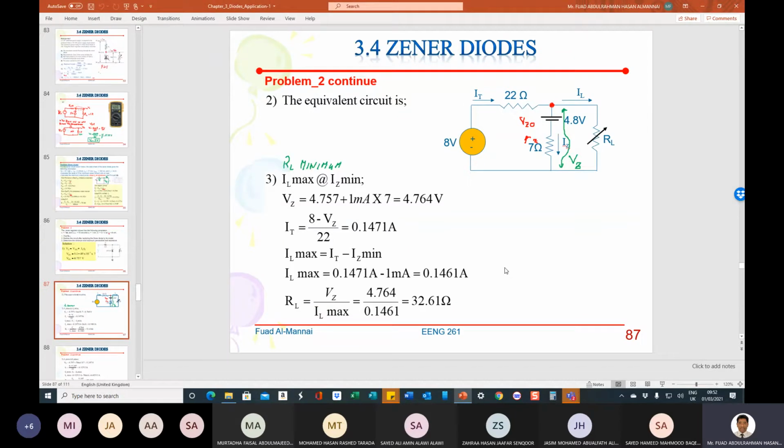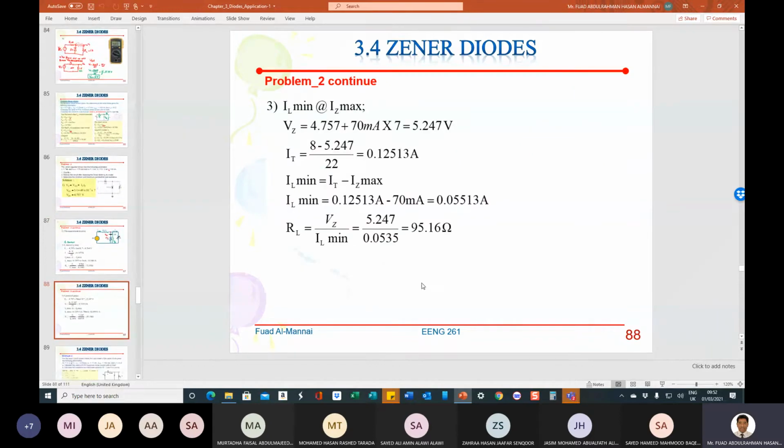And now to find RL, I use Ohm's law, which is VZ over IL max. And I already calculated the VZ, which is 4.764, divided by IL max, and that will give you 32.61 ohms. Okay. Any questions? All right. So we calculated RL min. Now we're going to calculate RL max.